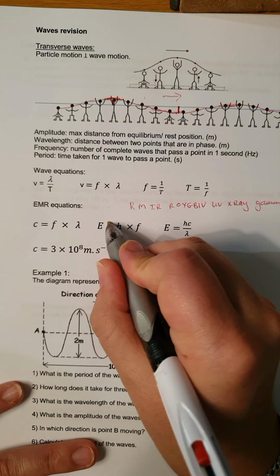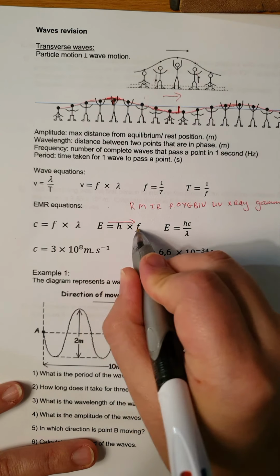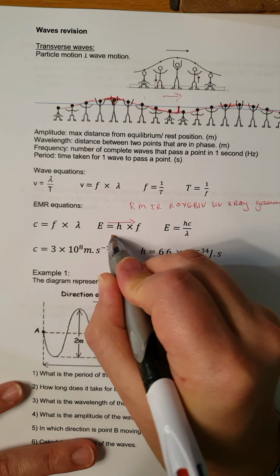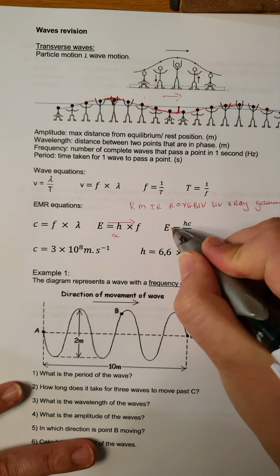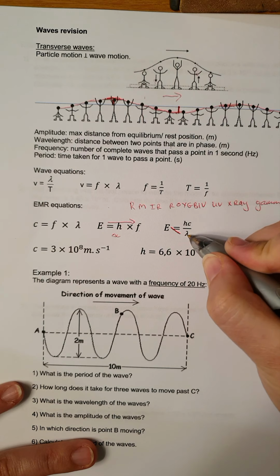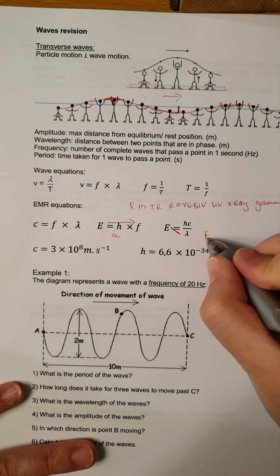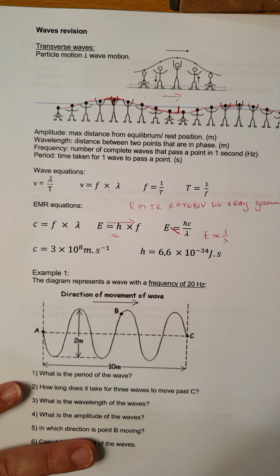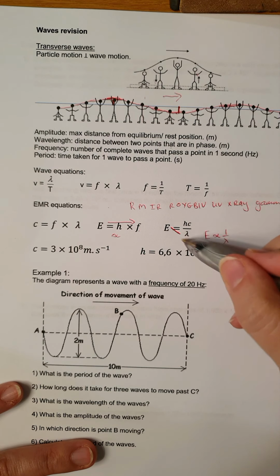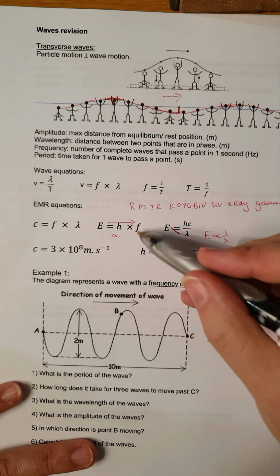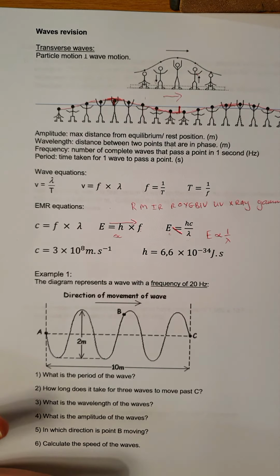Notice the relationship. They're on the same level, which means direct proportion. Here, the energy and the wavelength are not on the same level, so these are indirect. 1 over wavelength, it's an indirect relationship. The bigger the wavelength, the smaller the energy, because it's the same relationship with frequency.